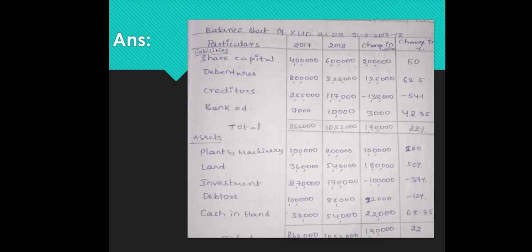The totals are 10,52,000 minus 8,62,000, so the difference is 1,90,000. Then 1,90,000 divided by 8,62,000 into 100 gives 22% as the change in percent. Like this we will calculate the comparative balance sheet.